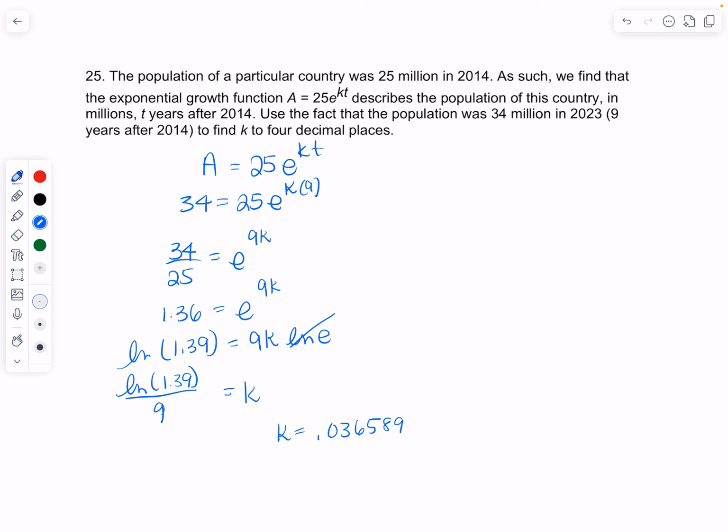0.03659. Now it says to 4 decimal places. So 1, 2, 3, 4. The 5 falls there, the 8 is large, so I'm going to round up. So 0.0366 will be the answer for k.